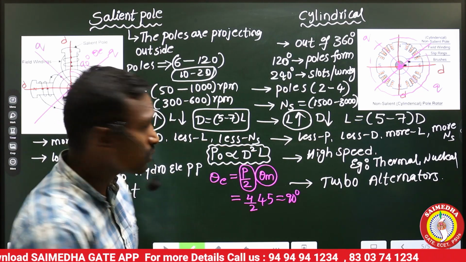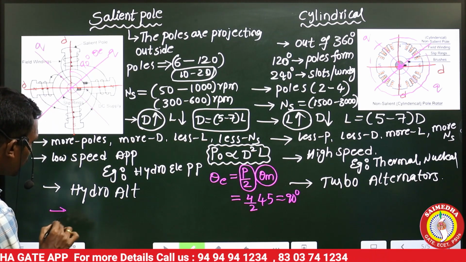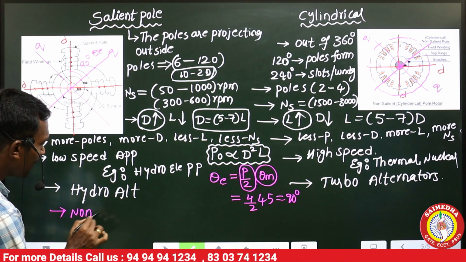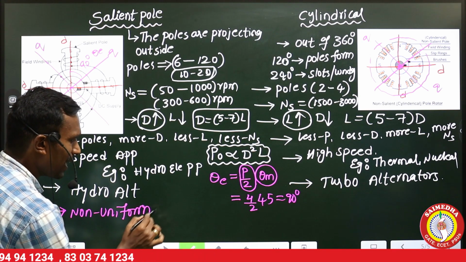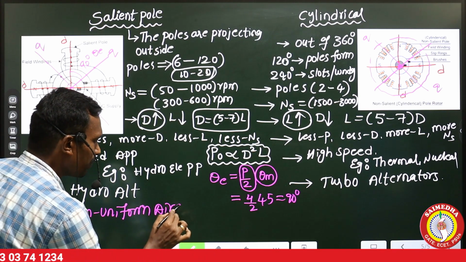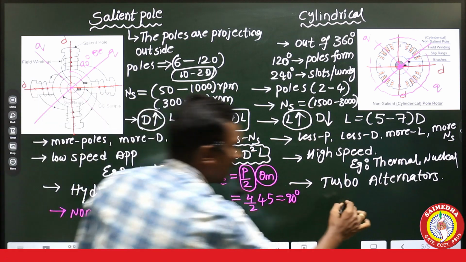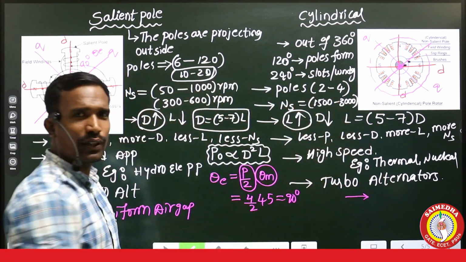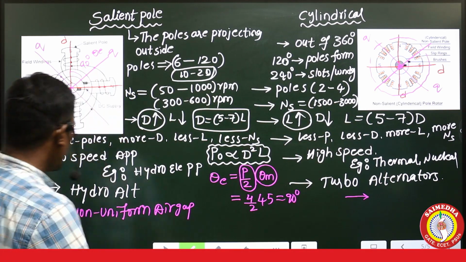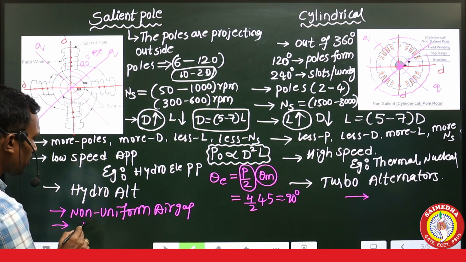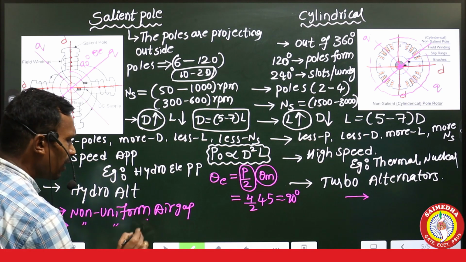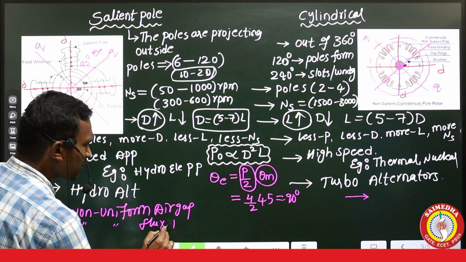So here there is a non-uniform air gap. What can you write here? A uniform air gap will be there. And if the air gap length is non-uniform, the flux distribution is also non-uniform. Non-uniform flux distribution.